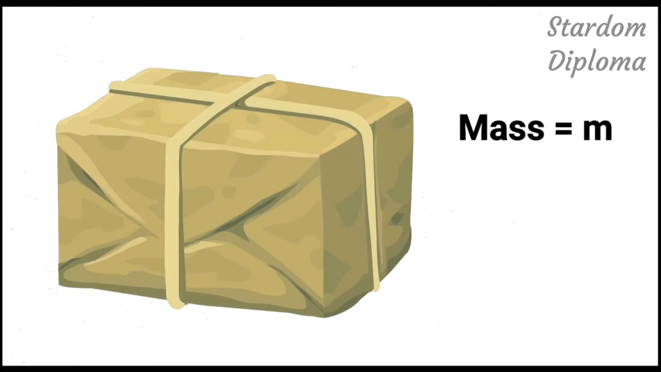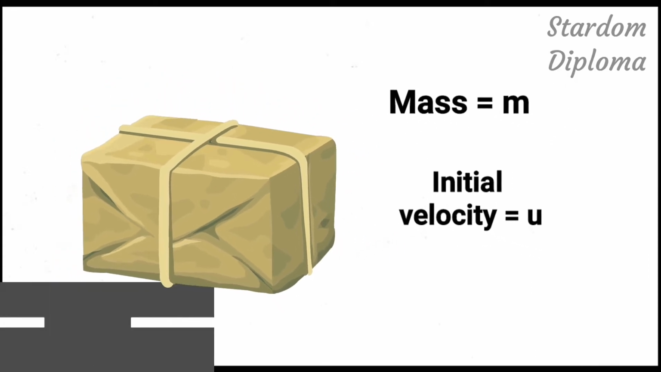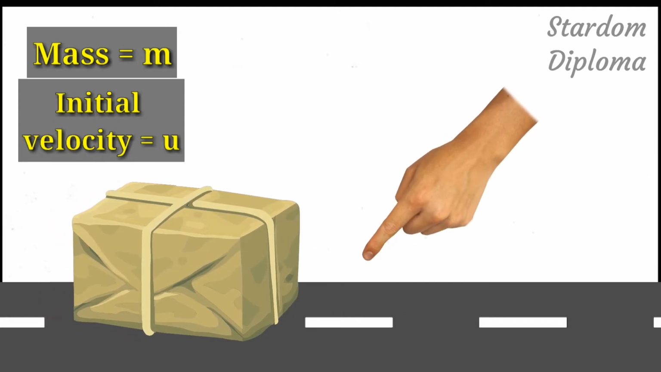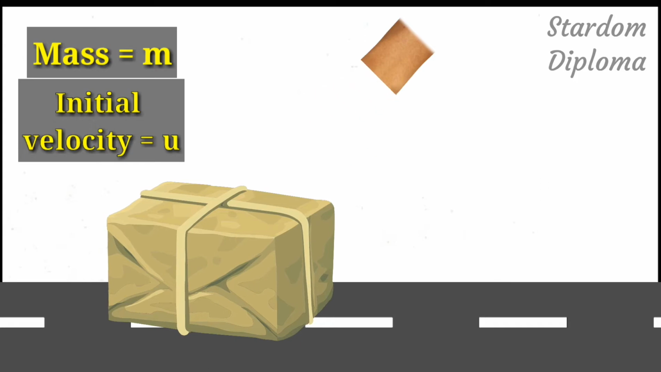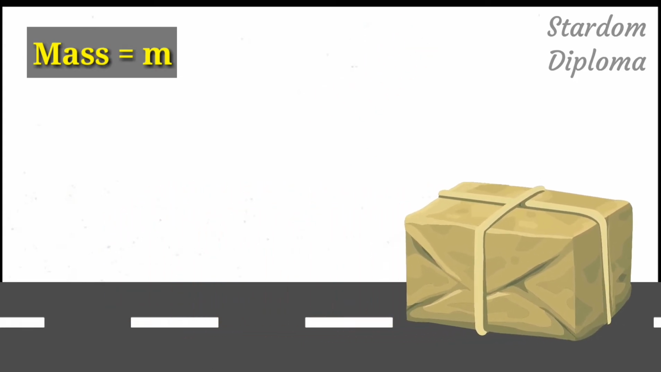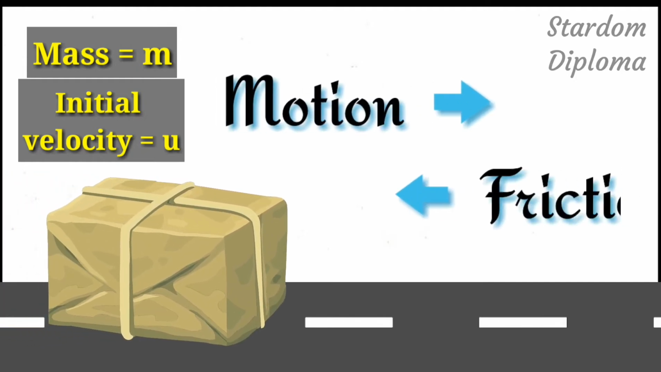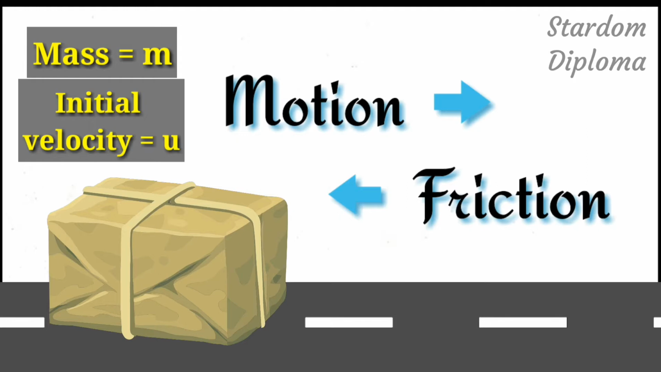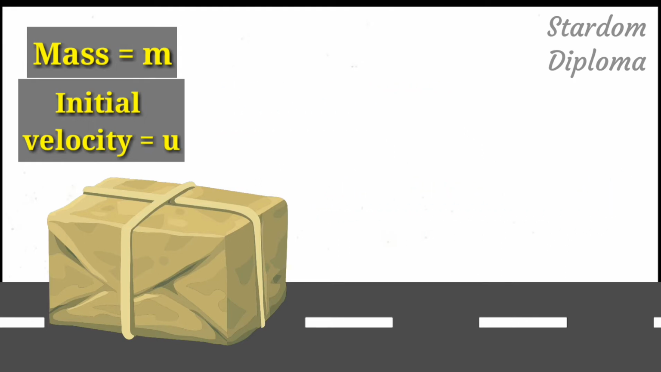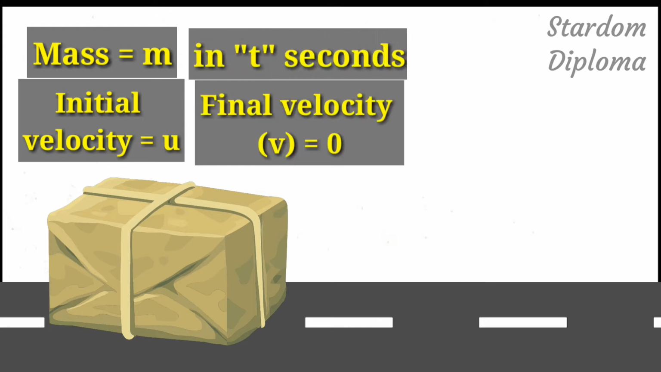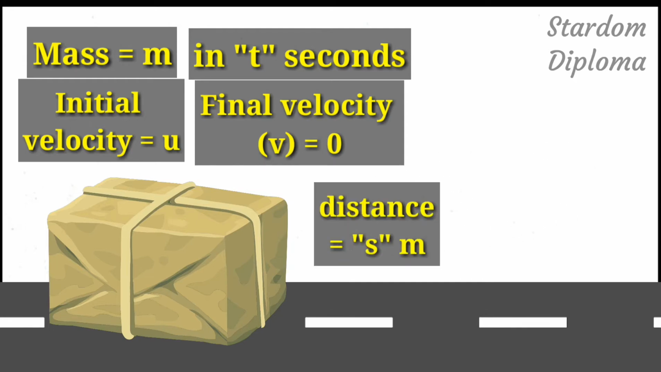First, let us consider a body of mass m moving with an initial velocity u on a rough horizontal surface. So first we are taking a rough horizontal surface on which a body of mass m is moving. This body is moving with an initial velocity u, and since the body is in motion, we know that a frictional force, an opposing force, will act on the body, right? So due to this friction, the body slows down and its final velocity v becomes 0. After t seconds, the body comes to rest, and the distance the body travelled is s meters.